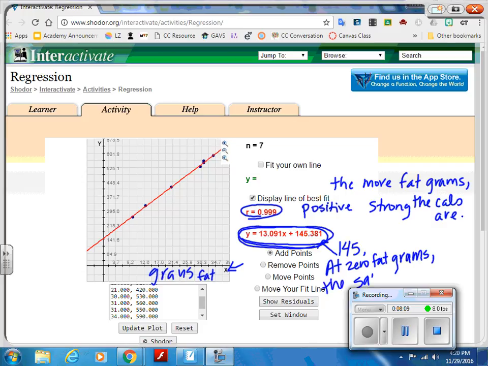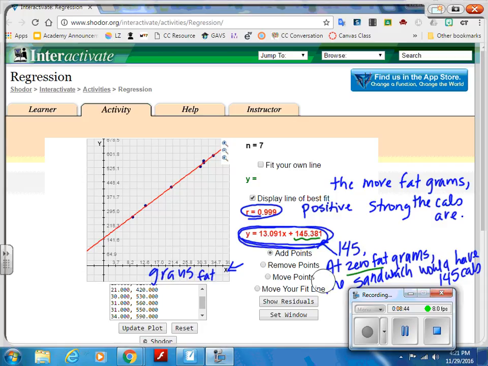The sandwich would have 145 calories. All right, so your y-intercept is always whatever that constant is that they're adding at the end, and go back to what x and y represent. In this example, it was grams of fat and calories. Your y-intercept is where x is 0. So at 0 grams of fat, the sandwich had roughly 145 calories.